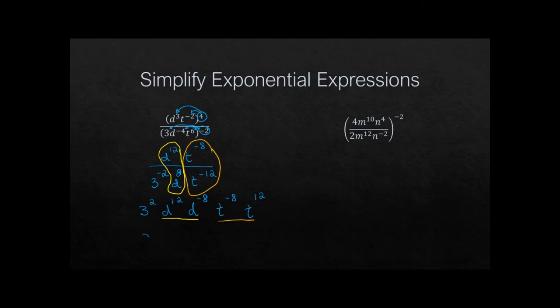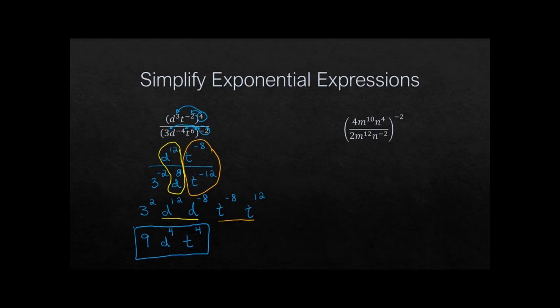So I've got 3 squared, which is 9. And then I add my exponents on the d, so that's 12 minus 8, which is 4. So we get d to the 4th. And then we have a negative 8 plus 12 on the t, which also gives me 4. So then we end up with t to the 4th. So you have to be very meticulous as to first multiply all of your exponents on the outside, then flip everything using that rule where you're basically changing the sign of the exponent and then combining them.